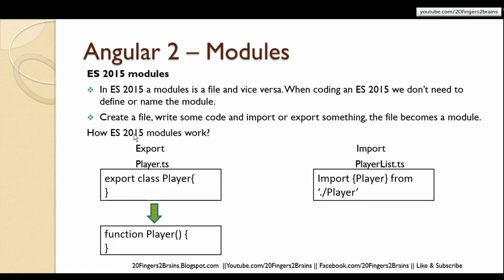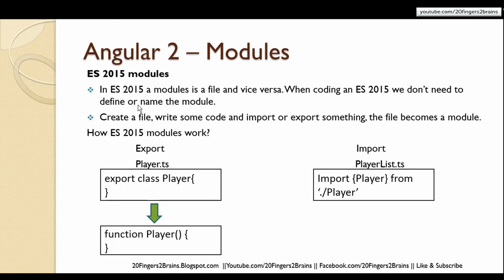So we have two scenarios here. The left is the export part and the right is the import part. On the left I have created a player.ts file. Inside this ts file I have created a class, that is class Player. As soon as I export this class, it becomes a module. Now when I export this class, this Player class will be available to other modules for importing. Now I am going to import this class in the import section.